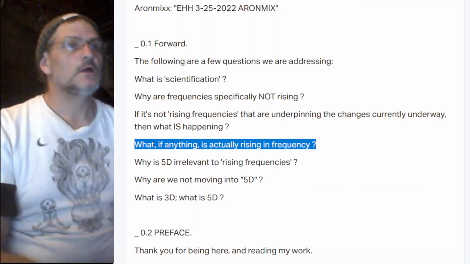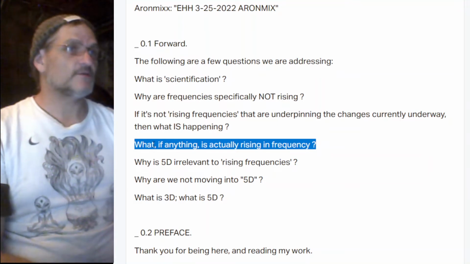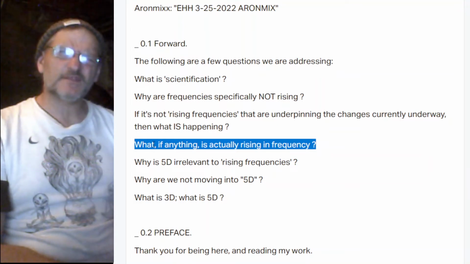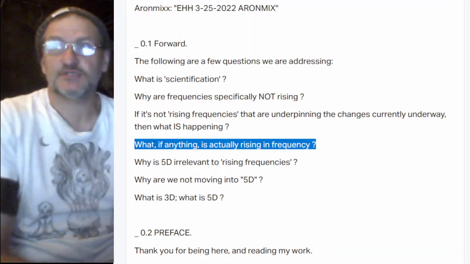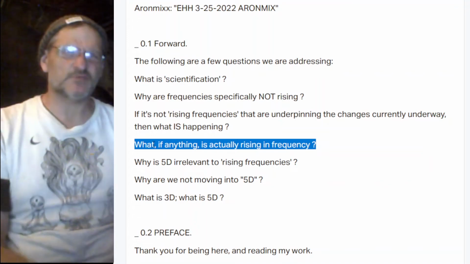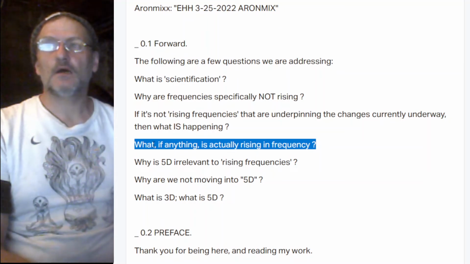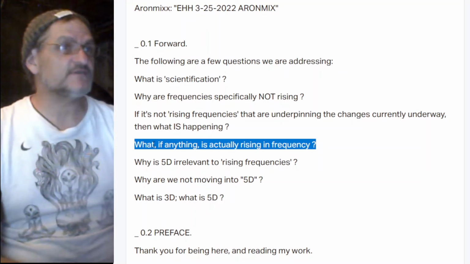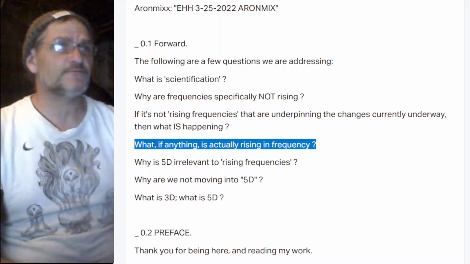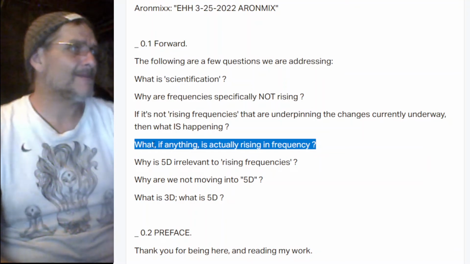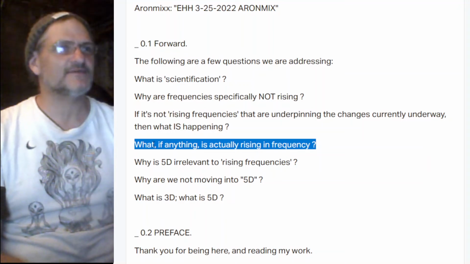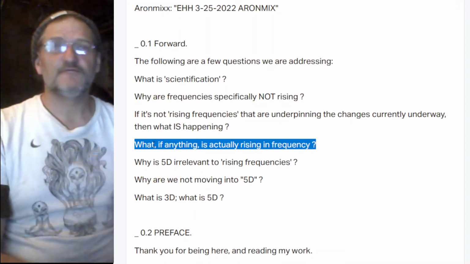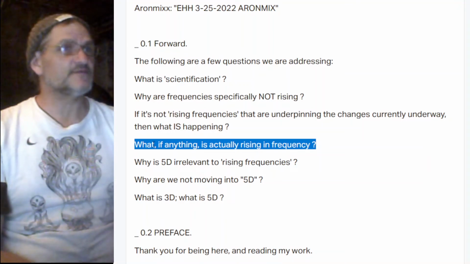Right? Are you talking about fifth density or fifth dimension? Does it matter to you? Do you think it's the same, or are they just words? That's why it's irrelevant. Why are we not moving into 5D? Because what is 5D? You can't give me any definition, because what is it? Fifth density or fifth dimension?